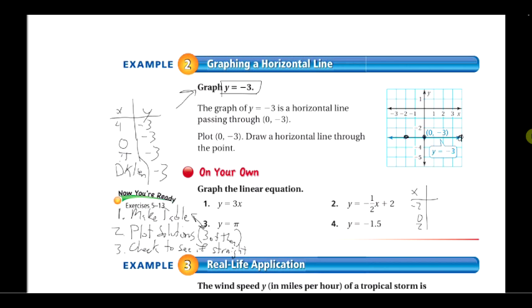And please, for number 3 and number 4, if you understand what it means when you just have y equals a number, how would you graph that line? Hint, hint, it's probably going to be something like this. That's horizontal.